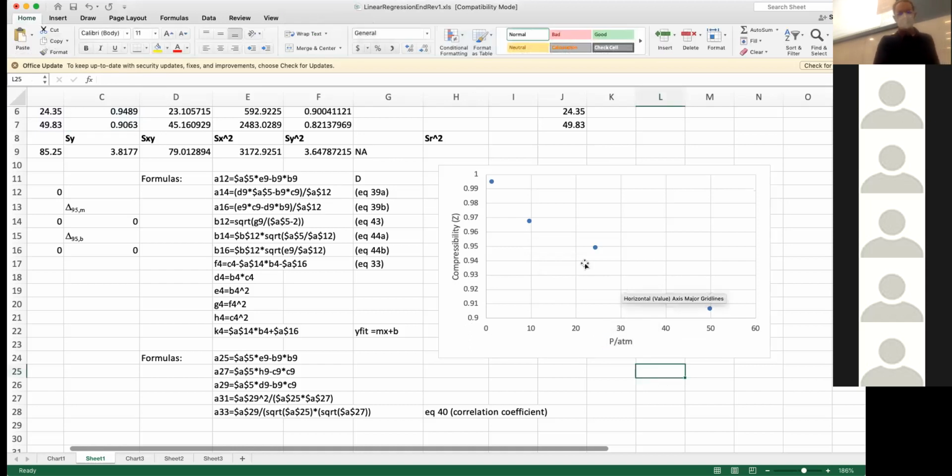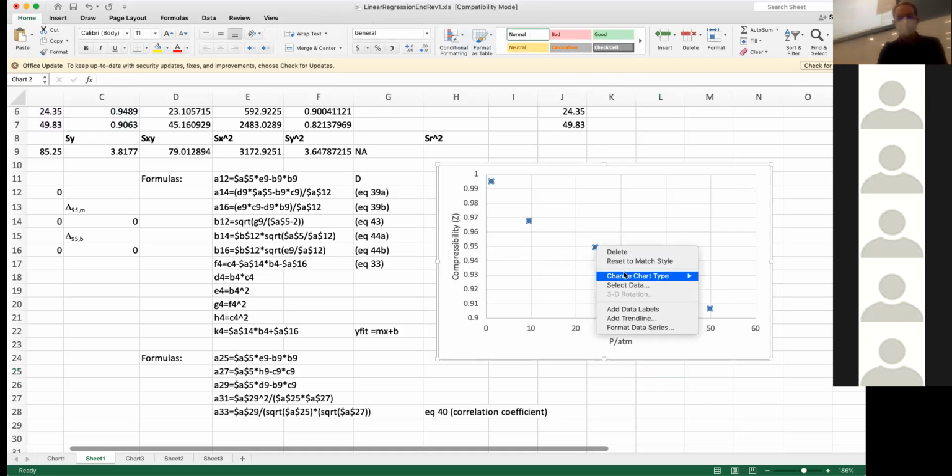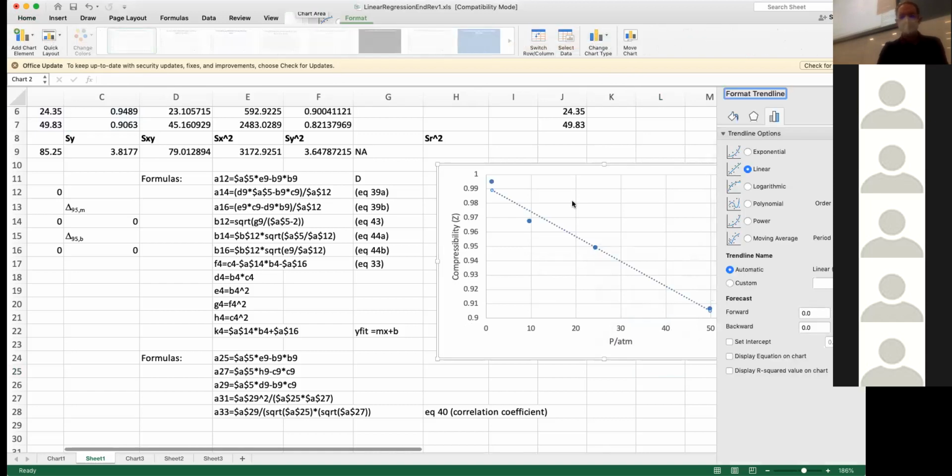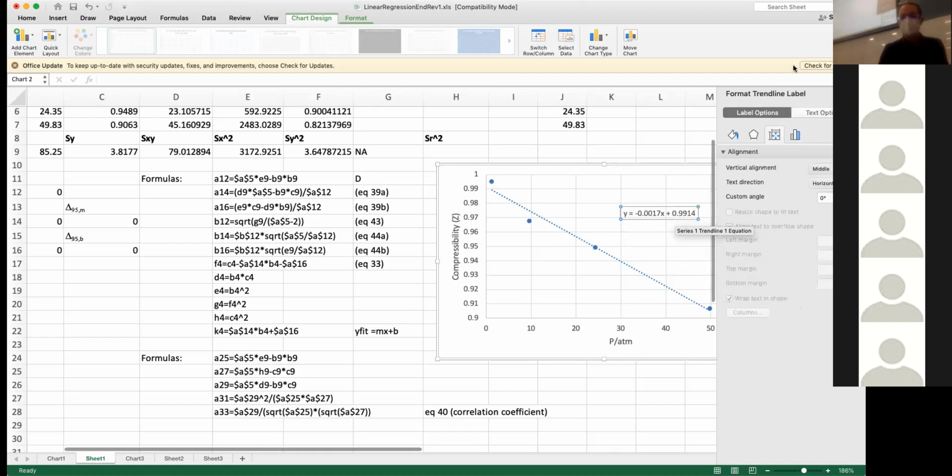Okay. And in order to obtain a linear fit, what you're going to do is left click and go to add trend line. That gives you the best fit line. In order to get the parameters, you want to display the equation on the chart. Okay, that's fine.